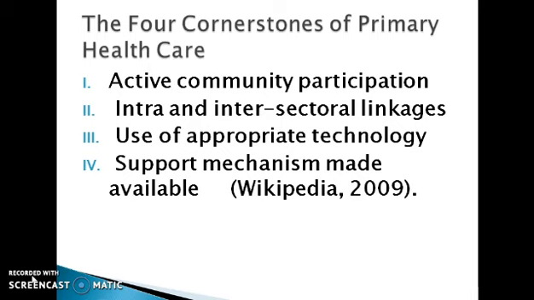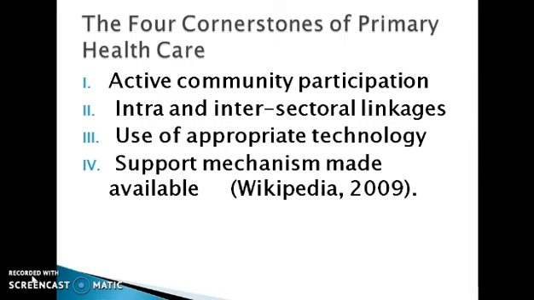In our last module, we talked about primary health care, and I said the next thing we are going to talk about in the next module is the four cornerstones of primary health care. These are active community participation, intra and intersectoral linkages, use of appropriate technology, and support mechanisms made available. These cornerstones are reflected in the definition of primary health care that we gave in the third module.